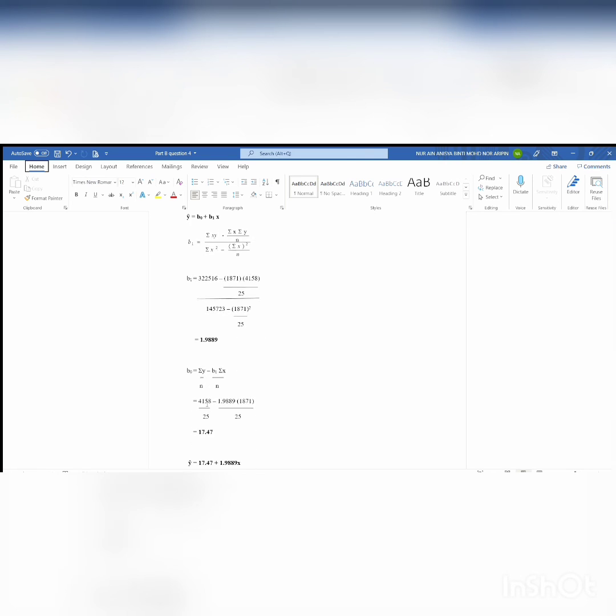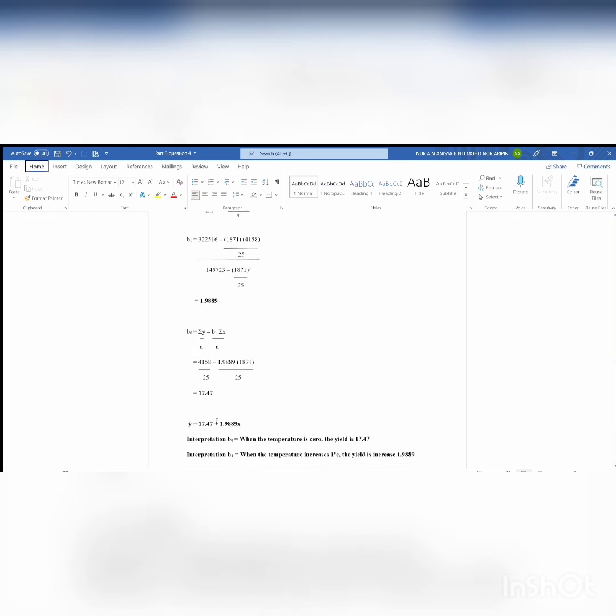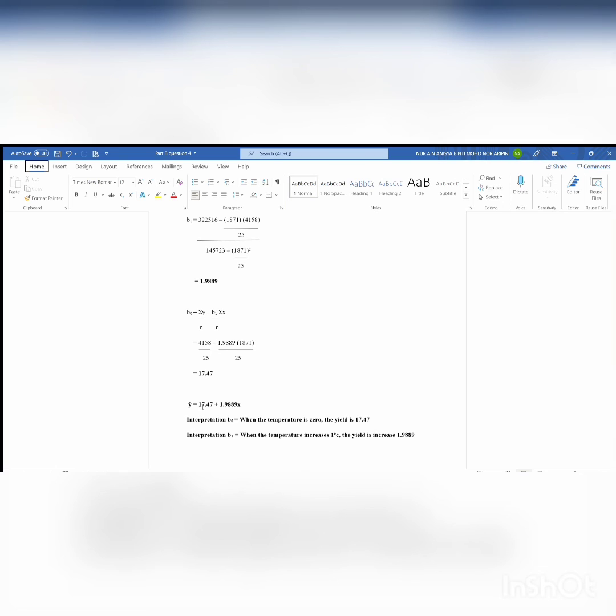I got 1.6889. Next I find b0, which is sum Y divided by n, minus b1 multiplied by sum X divided by n. Then just calculate it, and I got 17.47. So the regression equation is Y equals 17.47 plus 1.6889 X. The interpretation for b0 is when the temperature is 0, the yield is 17.47, and the interpretation for b1 is when the temperature increases by 1 Celsius, the yield increases by 1.6889.